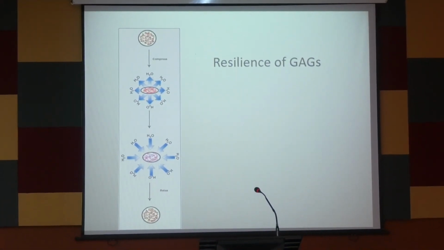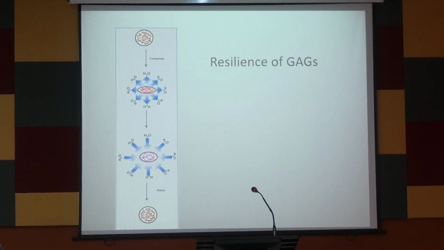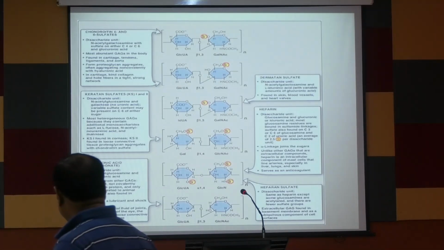When this property is lost, we have osteoarthritis. When does it happen? Usually at an older age, when the cartilaginous tissue fails to produce these particular GAGs and secrete them into the synovial joint. Correct? So this is a diagram to explain the resilience of glycosaminoglycan.